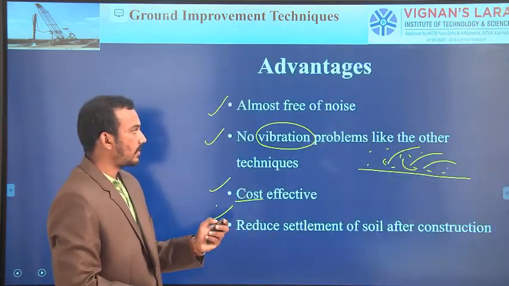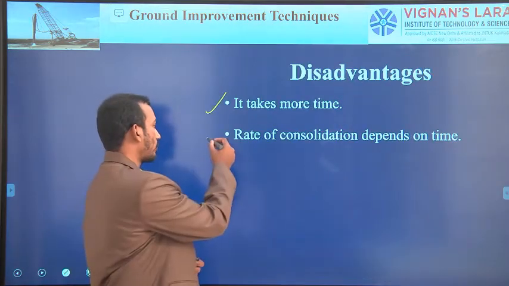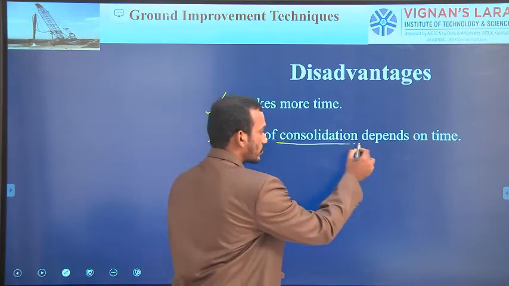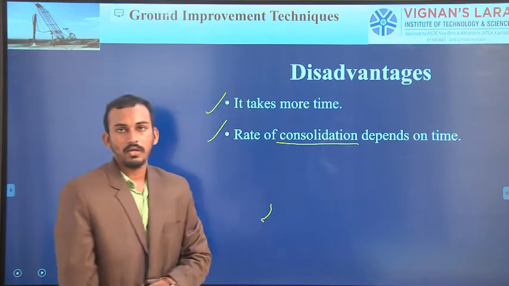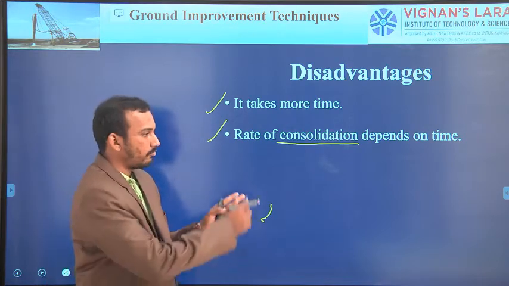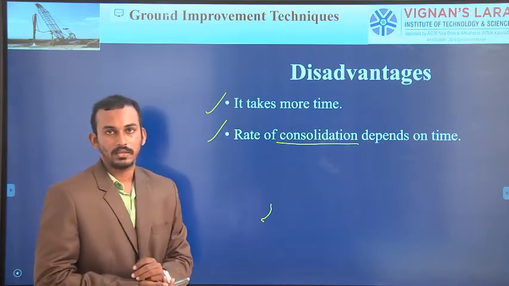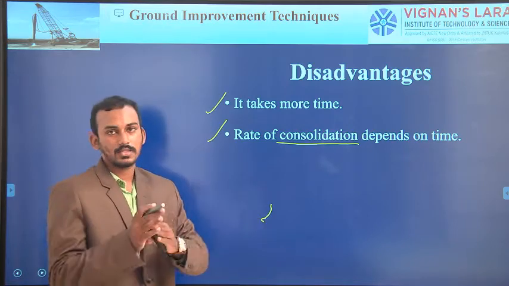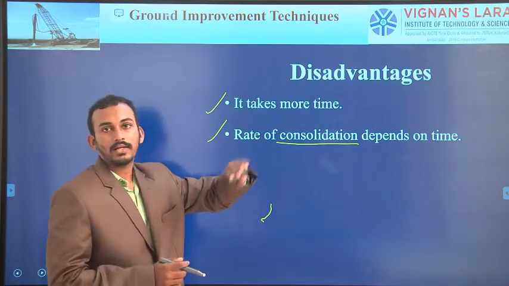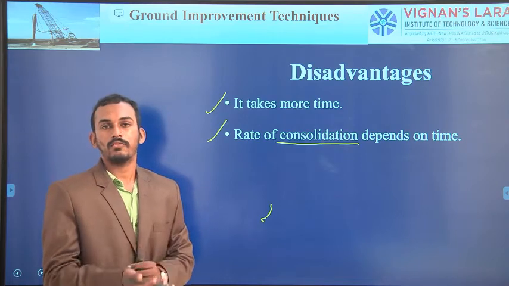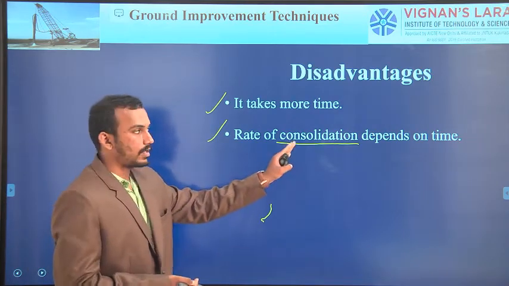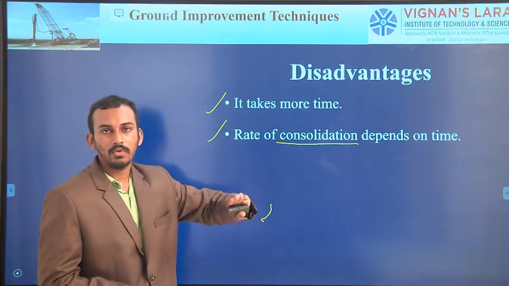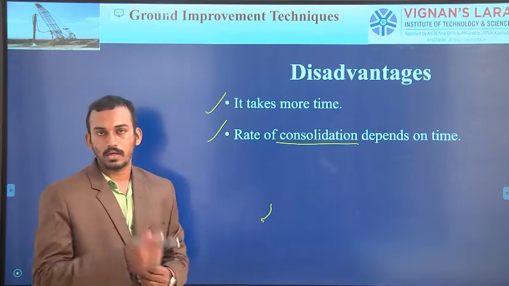The second disadvantage is rate of consolidation. Always use the word consolidation. Rate of consolidation depends upon time. For example, we keep the preloading for 3 months. Then the rate of consolidation is something. If we increase the time of preloading, then the rate of consolidation will also increase. Consolidation is purely dependent on the time for which we are placing a preload on the surface.